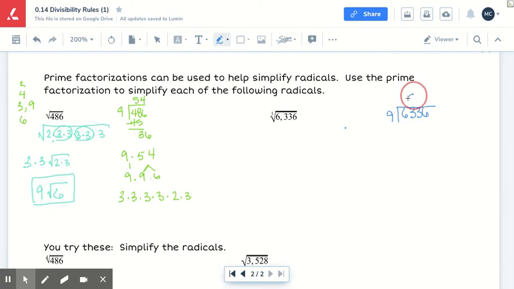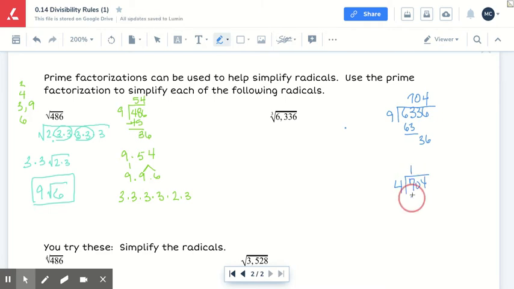So 9 will go into 63 7 times. That leaves nothing. Bring down the 3. 9 won't go into 3, so that would be a 0. And then bring down the 6. 9 will go into 36 4 times. So 9 times 704 is what I've got so far. 704, let's see, not divisible by 9, because 7 plus 0 plus 4 is 11. Not divisible by 5, because it doesn't end in a 5 or a 0. It is divisible by 4, so I think I'm going to go ahead and start with 4.